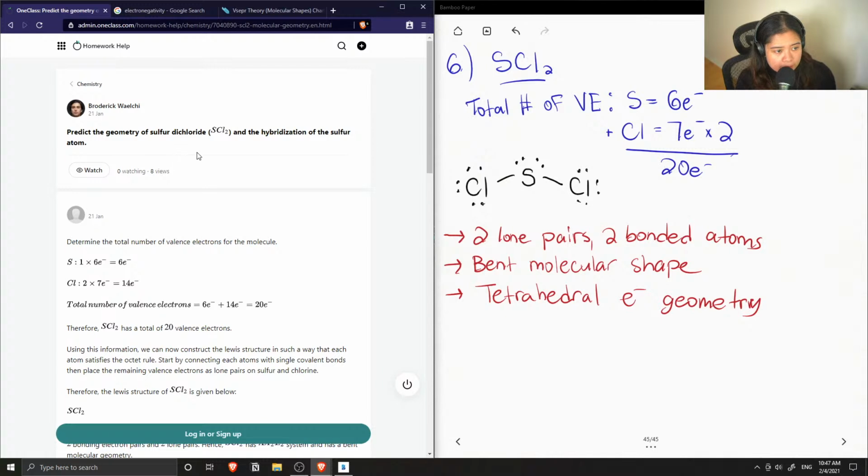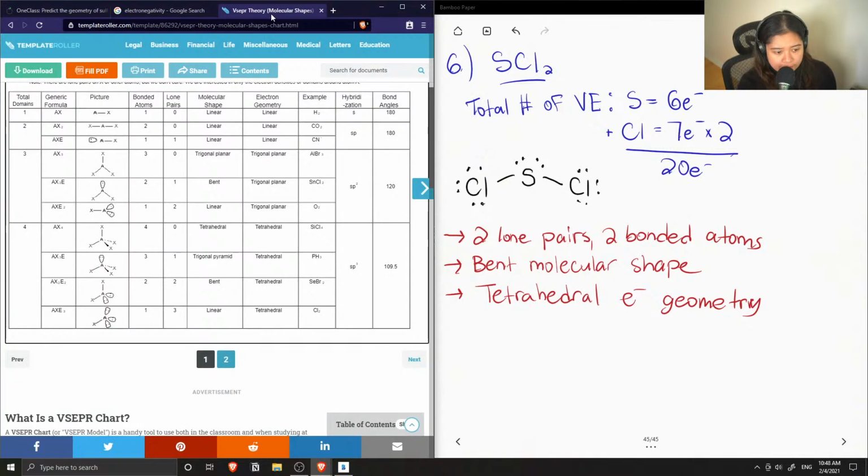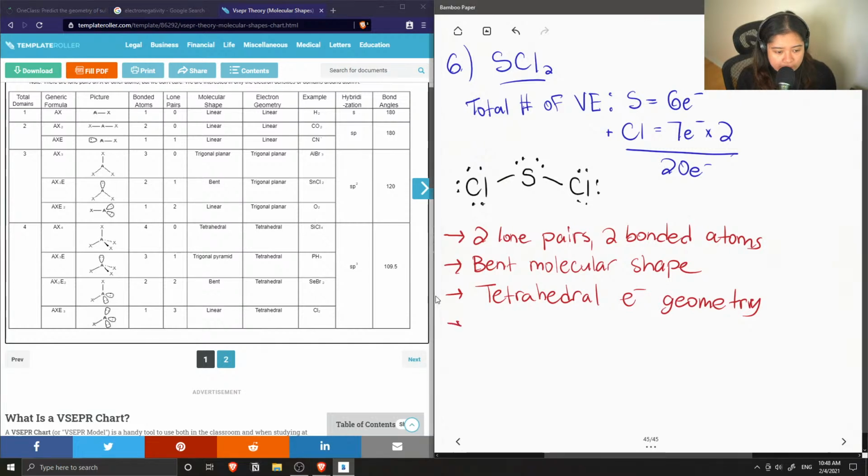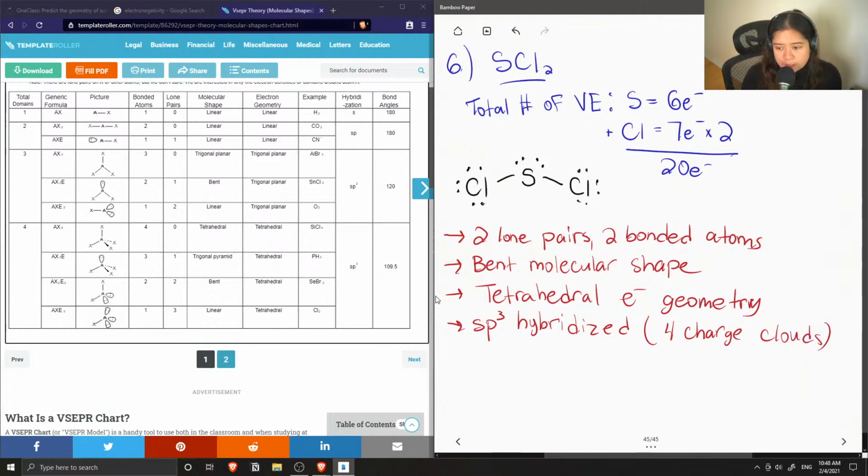And we also need to know the hybridization of the sulfur atom. So it is sp3 hybridized. And we also know that because there are 4 charge clouds on our sulfur. Charge clouds can refer to lone pairs or bonded atoms. So we have 2 plus 2, which is equal to 4. So I can sum up all the different hybridizations if we were to count the number of charge clouds.